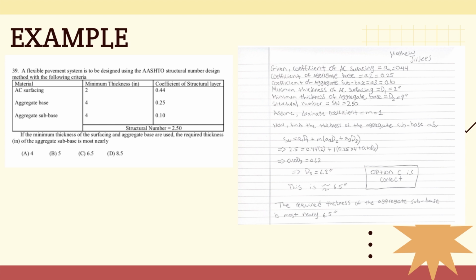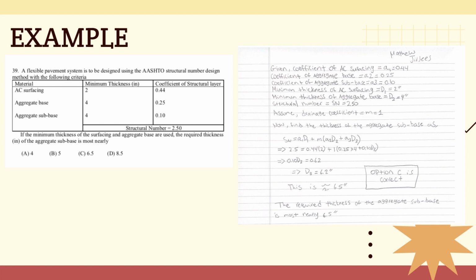It says, if the minimum thickness of the surfacing and aggregate base are used, what is the required thickness in inches of the aggregate subbase most nearly? On the right we have the solution to the problem. On the top you have what's given: AC surfacing, aggregate base, aggregate subbase. We're finding the minimum thickness of AC surfacing D1 and the minimum thickness of aggregate base D2, and we're given the structural number, and we're assuming that M is 1 for the drainage.